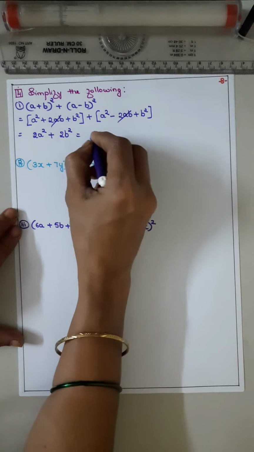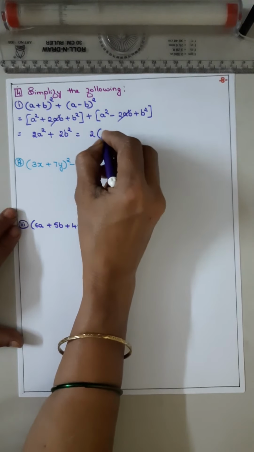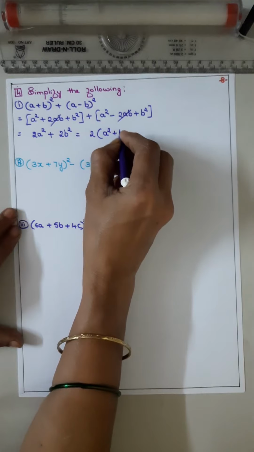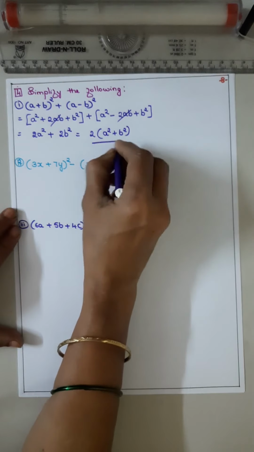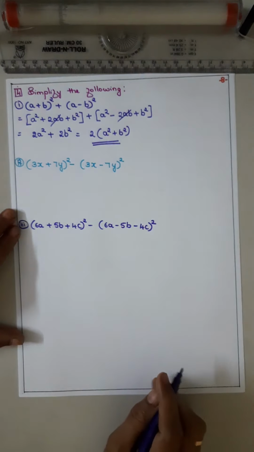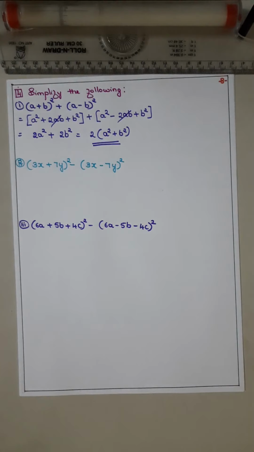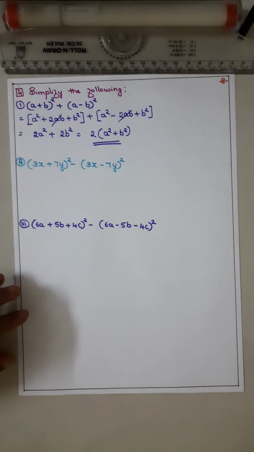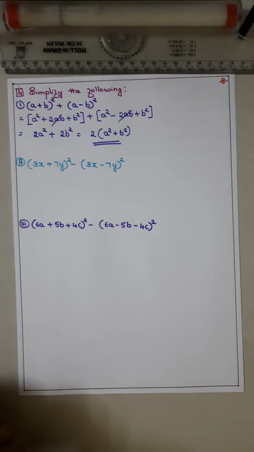Now 2 is common. Take it out: a² + b². So the final answer is 2(a² + b²). Okay, you can keep it like this also, but 2 is common, so that is why take it out. Okay, now coming to the second question.